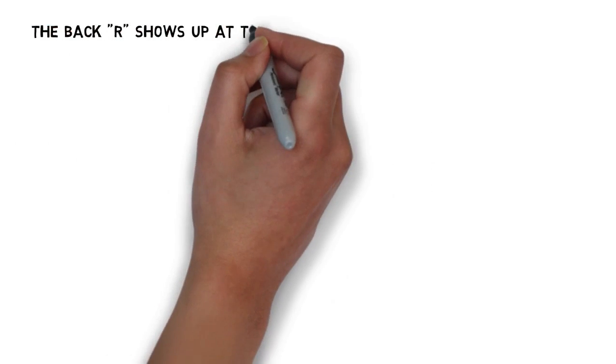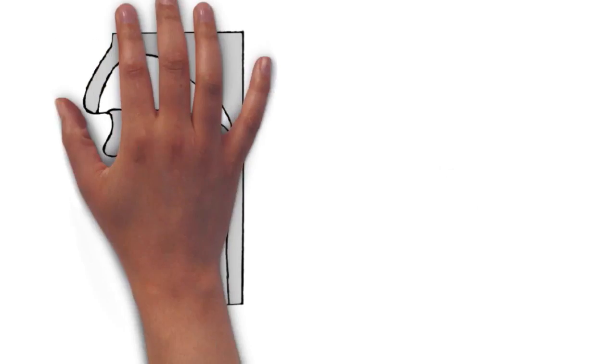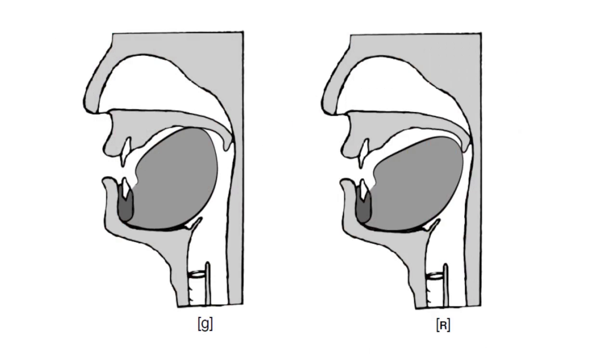Now, going back to that initial R, your other option here is to use the back R variant. This is as in ram. It's pronounced using the back of your tongue, which is going to pull back all the way behind where you pronounce a G. Ga, ga, ga, ra, ra, ra.